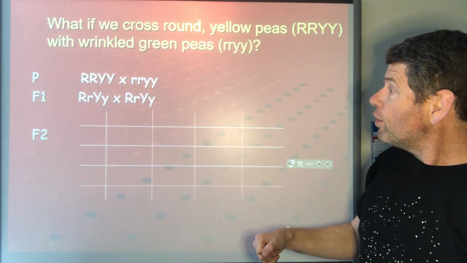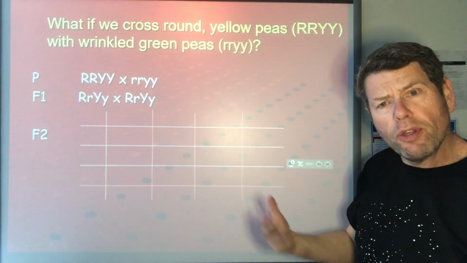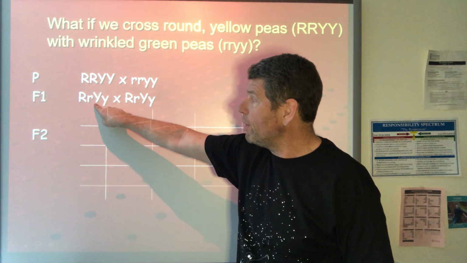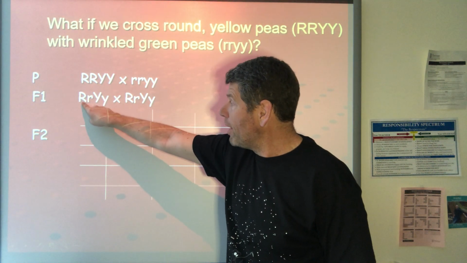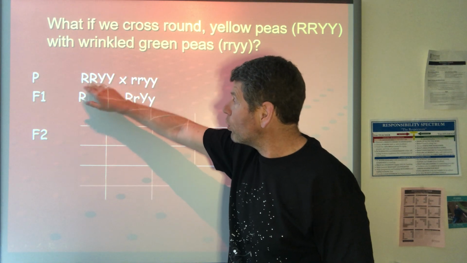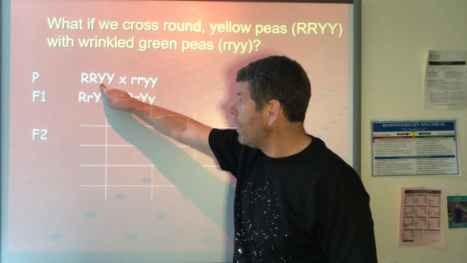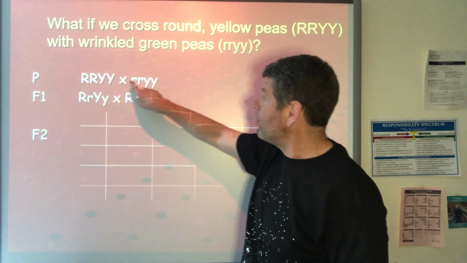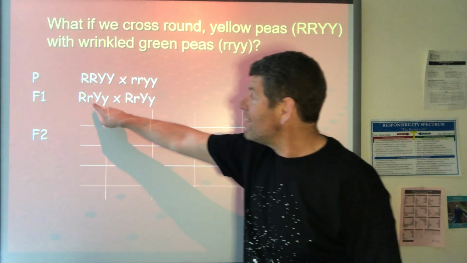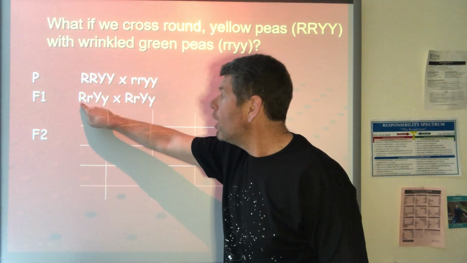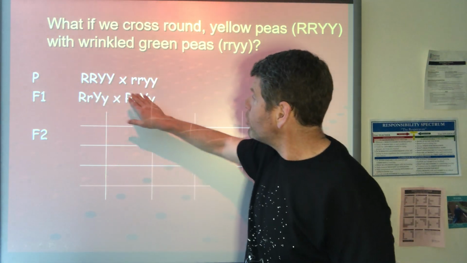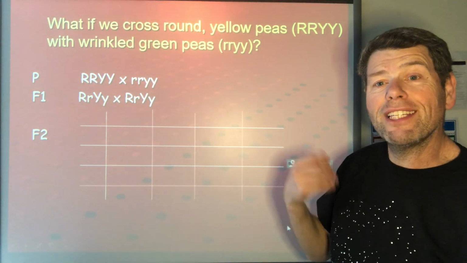And the F1 generation, I hope you can see that the only possible genotype we can get is big R, little r, big Y, little y. Because this parent's only going to be able to give a big R and a big Y in its gametes, and this parent can only give a little r and a little y for its gametes. So this is the only possibility. But we're going to do a self-cross. So we're going to take individuals from the F1 generation and cross them together.